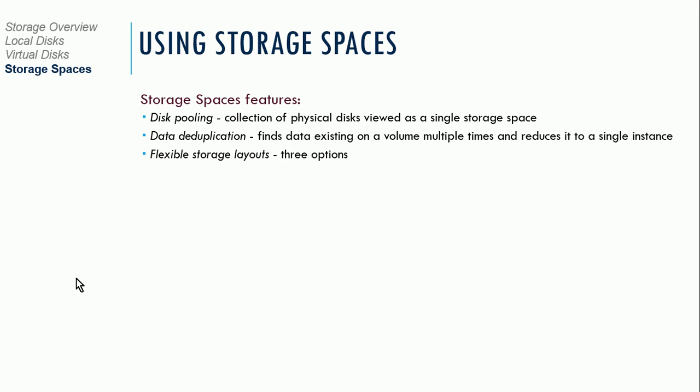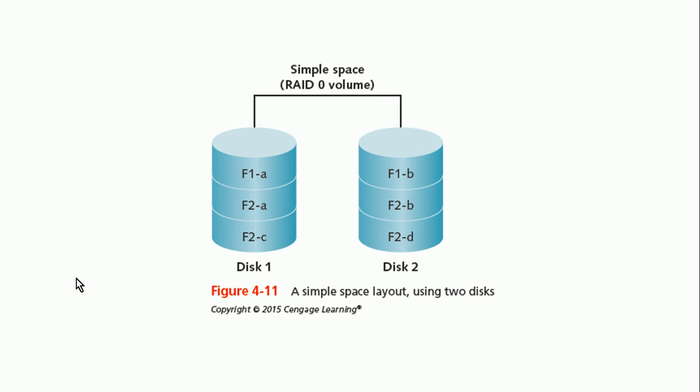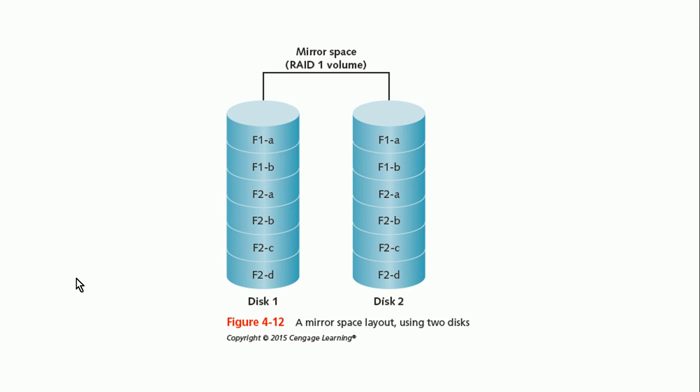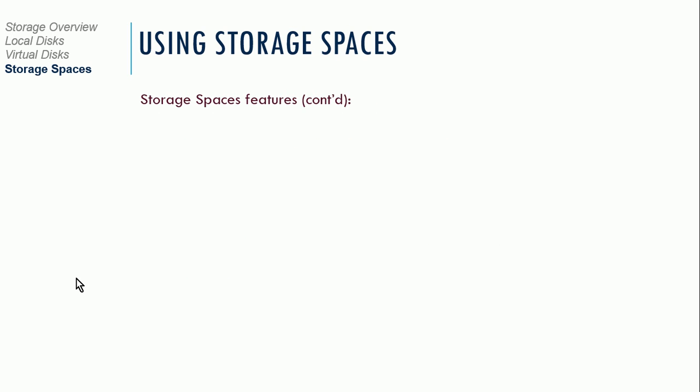Flexible storage layouts. There are three options: simple space, mirror space, and parity space. So when you create your storage layout, it can either be simple, mirrored, or parity, which we talked about already, right? So simple would just simply span the volumes. Mirror is when we can mirror across different volumes. And then parity space is very similar to RAID 5, which we talked about previously, where we stripe parity across our array of disks, and we stripe the data as well.